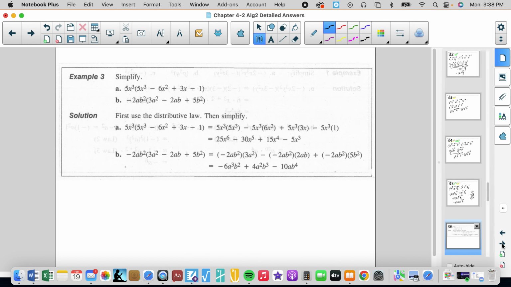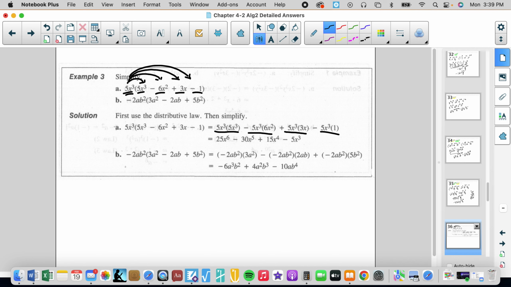Keep it going, baby. All right. A, we have to distribute. We're distributing this term into each of the terms inside the parentheses. So it's called the distributive property. And the reason why they do that is to see how you simplify each of those terms.